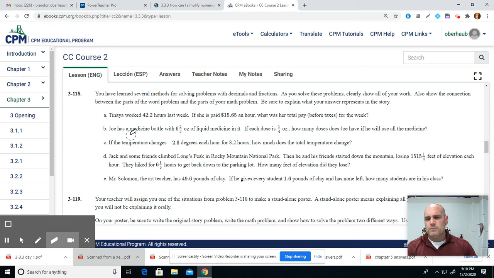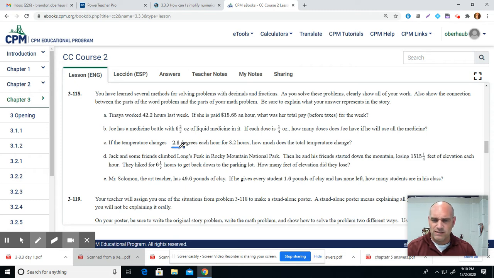Part C, if the temperature changes 2.6 degrees each hour for 8.2 hours, how much will the total temperature change? All right, so we're back to this idea. So for 1 hour, it's going to change 2.6 degrees.